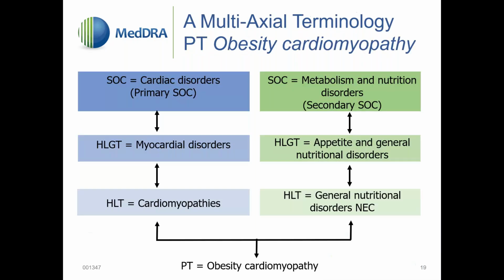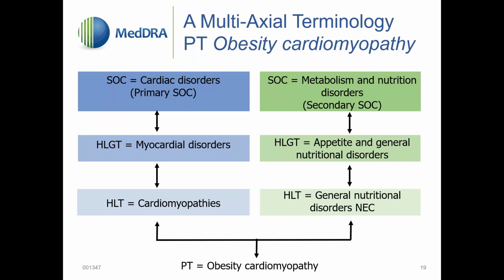Here an example using PT obesity cardiomyopathy. It has SOC cardiac disorders as primary SOC representing the site of manifestation, and a secondary linkage to SOC metabolism and nutrition disorders representing the etiology of the condition. Please note that a PT can have any number of secondary linkages, not just one or two.